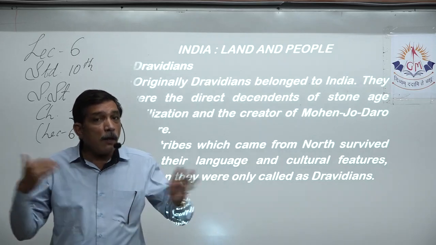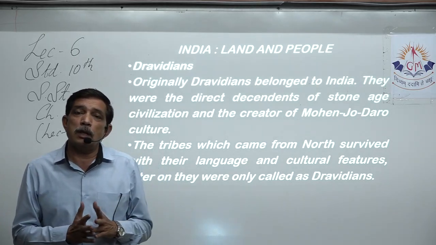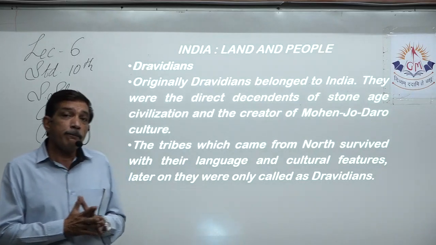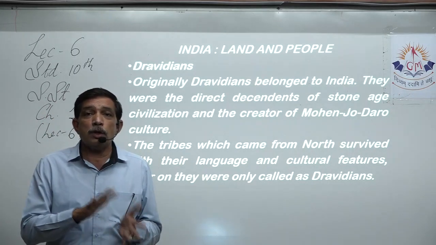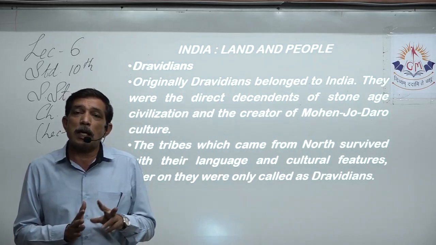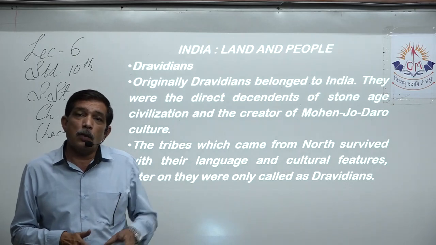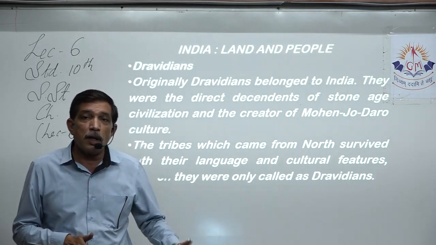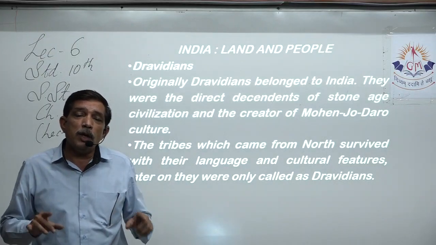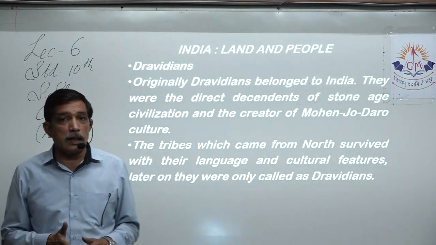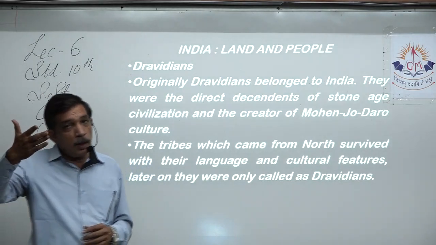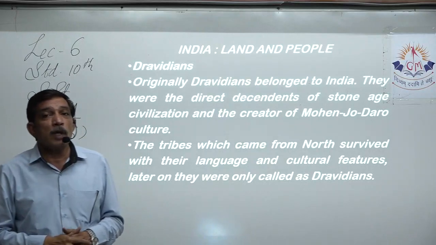So they did not come from anywhere outside. We learned in the introduction of India, Land and People, about the evolution of human beings. That means human beings came into existence at two places in the world. One is, of course, Africa. The second is India. At both the places human beings came into existence at the same time. Then evolution happened, development happened, that we call the primitive stage, then the Stone Age, right?